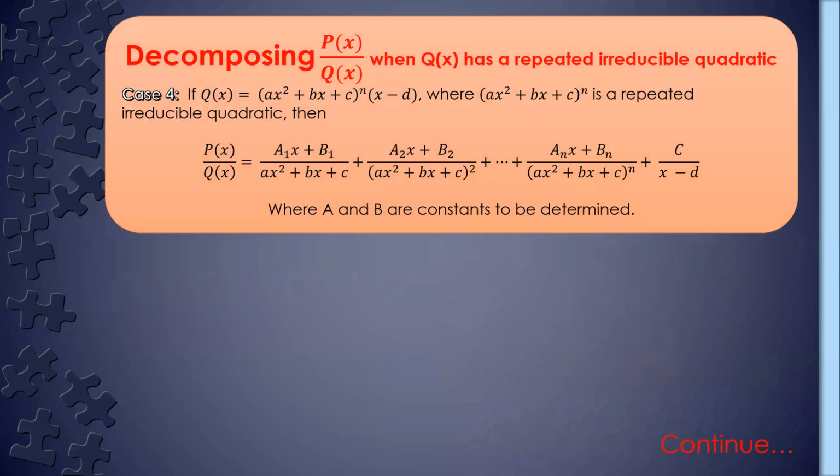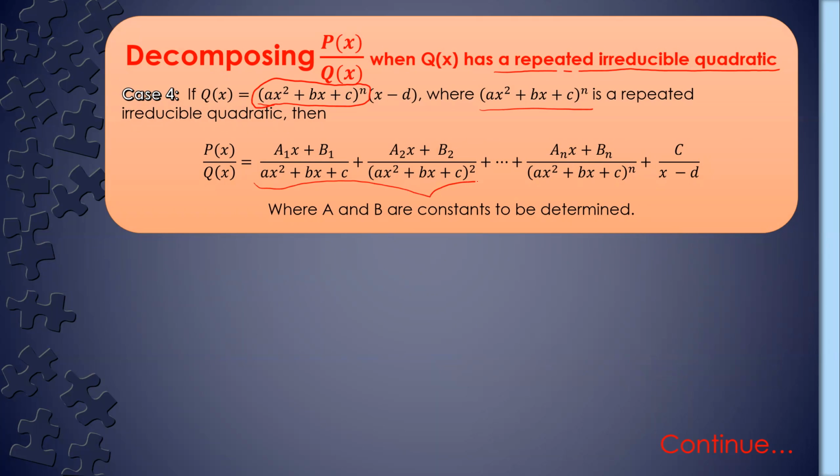Suppose you now are decomposing P of x over Q of x, where Q of x has a repeated irreducible quadratic. Which one of those is it? It's this one right here that has an exponent to it, right? You cannot factor that quadratic inside there, and that also has an exponent on top. And that is what we call the repeated irreducible quadratic.